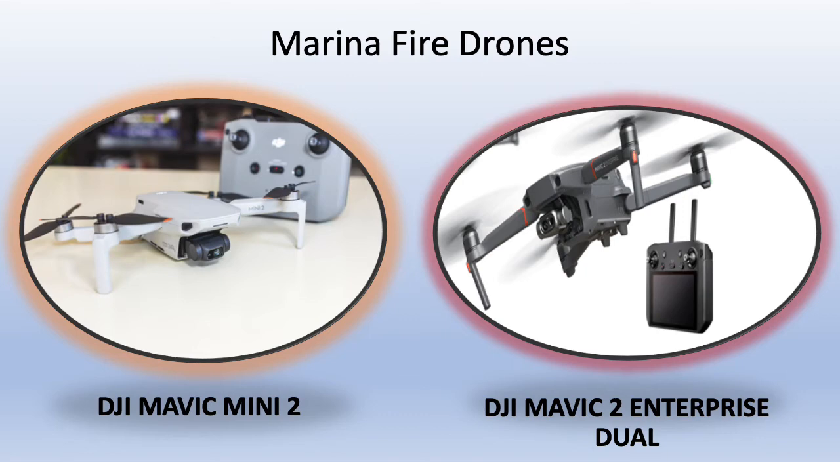The second drone that we have is a DJI Mavic 2 Enterprise Dual. This is the bigger drone. This drone was actually donated by the Calvary Church here in Marina. This is a dual camera drone, so it has a thermal imaging camera and a regular camera on it. It's a great little drone. And both of these are made by DJI. DJI is a company that makes these drones.